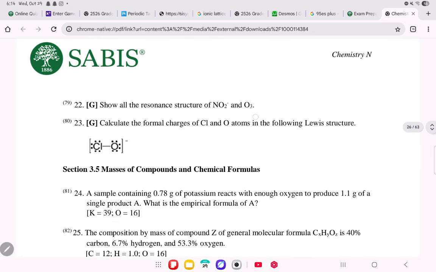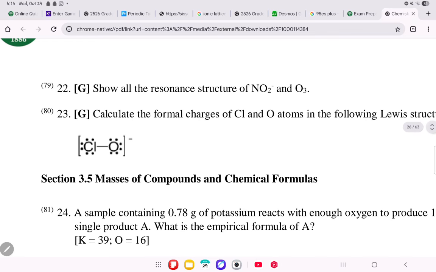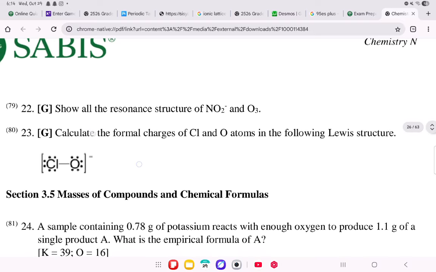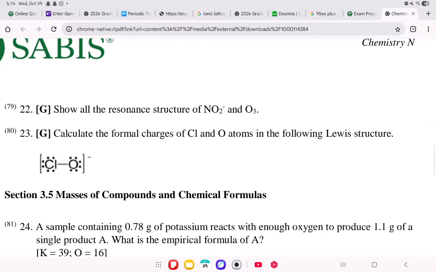What does it say in 22? Show all the resonance structures for NO2 minus and O3. So let us draw NO2 minus. We start with N and we have 2 oxygens, right? Now, N is in which group? N is in group 5 plus oxygen being in group 6. And because it's minus, we will add 1 electron. So it's going to be 5 plus 2 times 6 plus 1. So that's going to be 18.